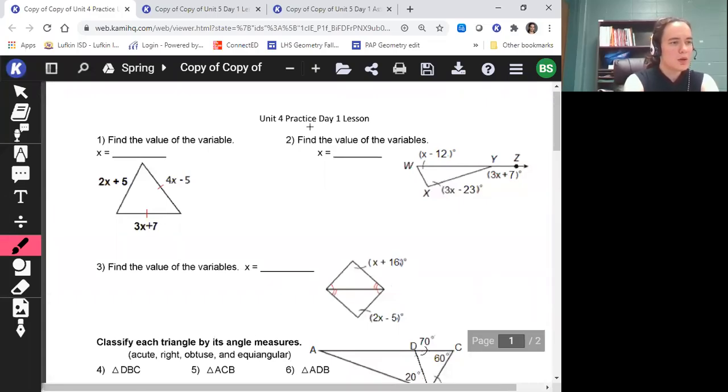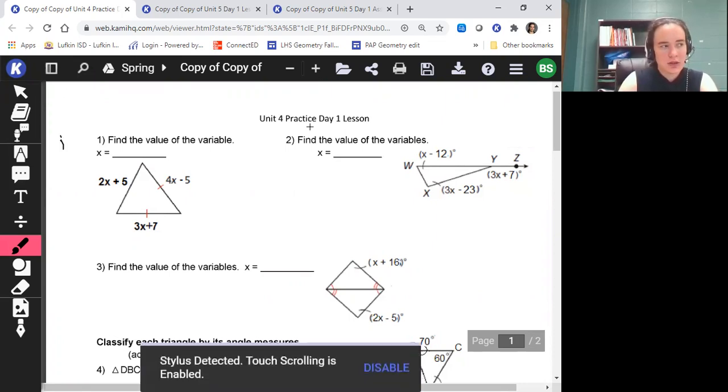Today we are going to be going over the Unit 4 practice day. It's all concepts we've learned in Unit 4 already. Number 1, we want to find the value of the variable. So we're looking for x. Notice that we have an isosceles triangle.